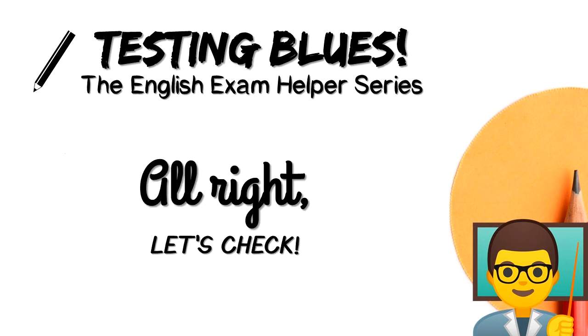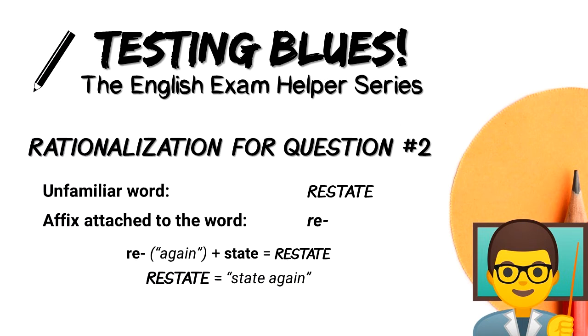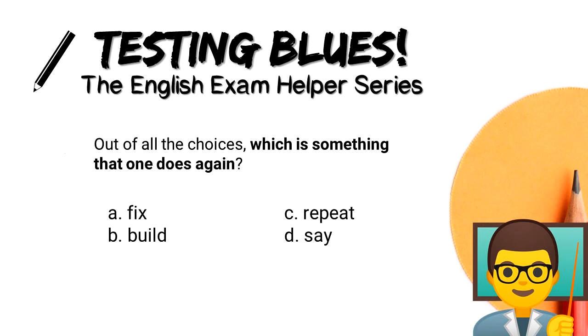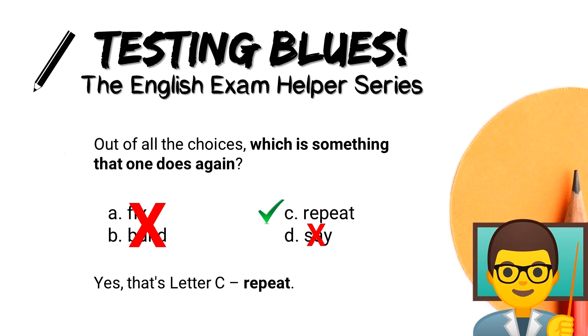Alright, let's check. Let's focus on the unknown word in this question, restate. Notice that the root word is state. The prefix re, which means again, is a major giveaway. Out of all the choices, which is something that one does again? Yes, that's letter C, repeat.